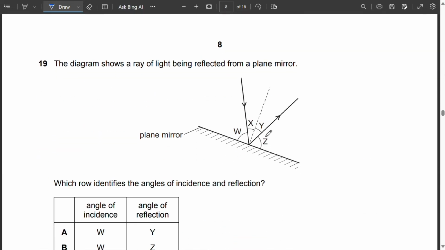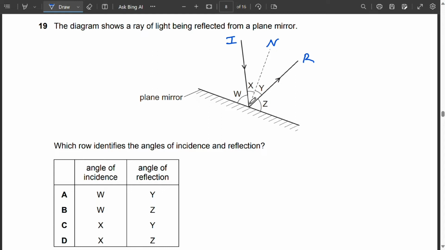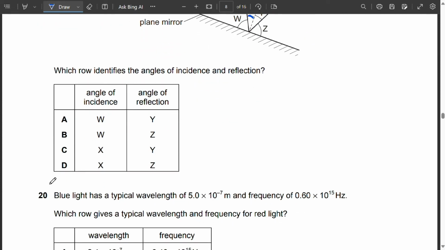Okay. 19th. The diagram shows a ray of light being reflected from a plane mirror. So this is a plane mirror. You can see this is the normal. This is the incident ray, and this is the reflected ray. Which row identifies the angle of incidence and reflection? See, the angle of incidence is the angle between the incident ray and the normal, which is x, and the angle of reflection is the angle between the reflected ray and the normal, which is y. So x, y, which is C. So for 19th, C is the correct option.